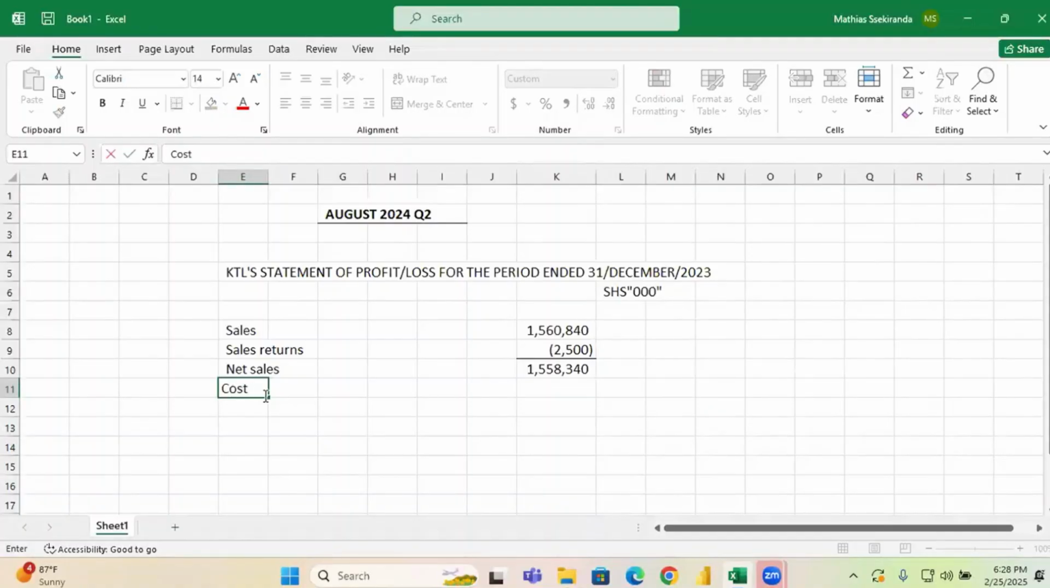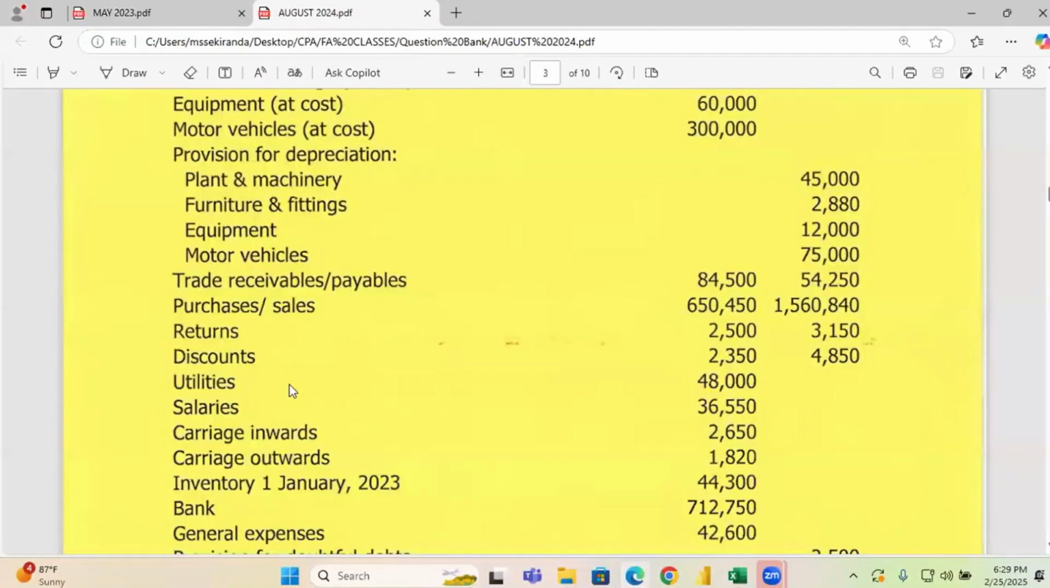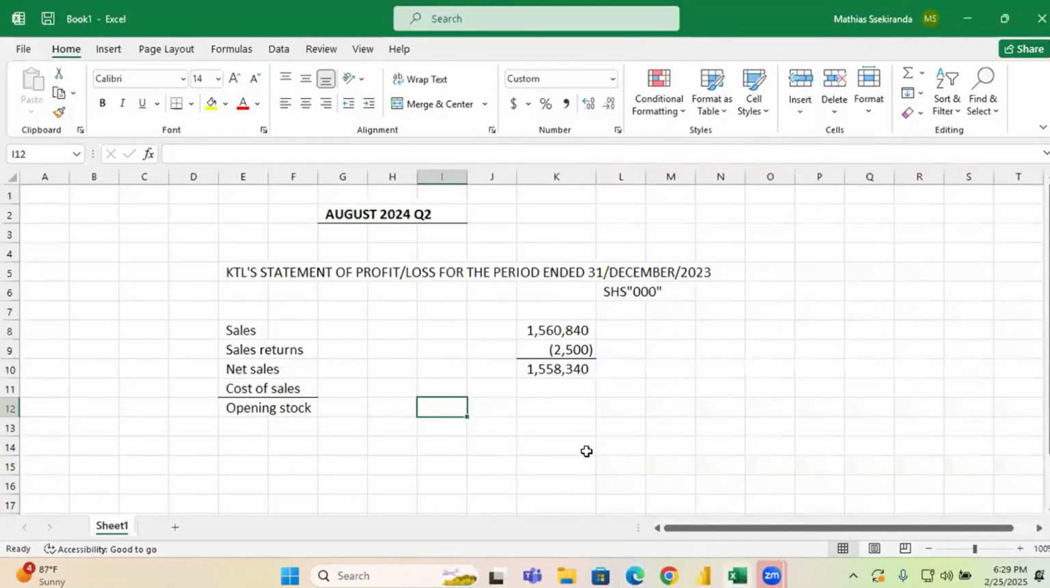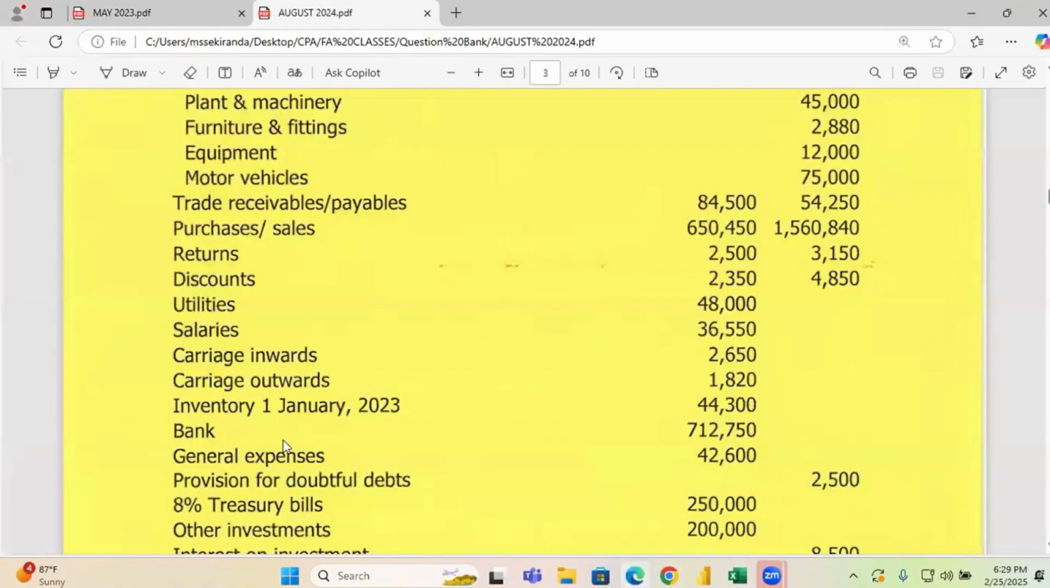After that, we go to cost of sales. We compute cost of sales, and we begin with opening stock, or what you call opening inventory. This was given in the trial balance somewhere, inventory, 1st January 2023. It is 44,300. This was given.